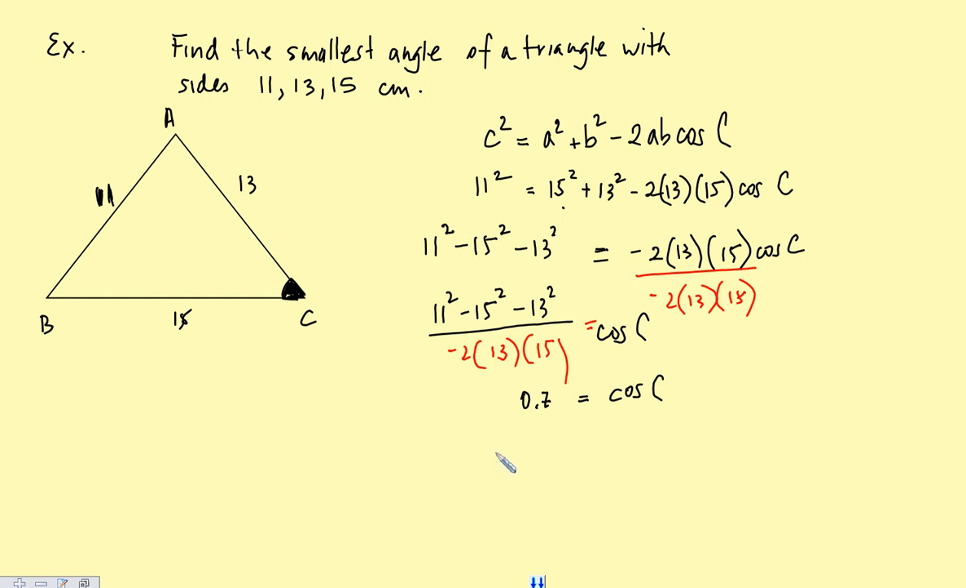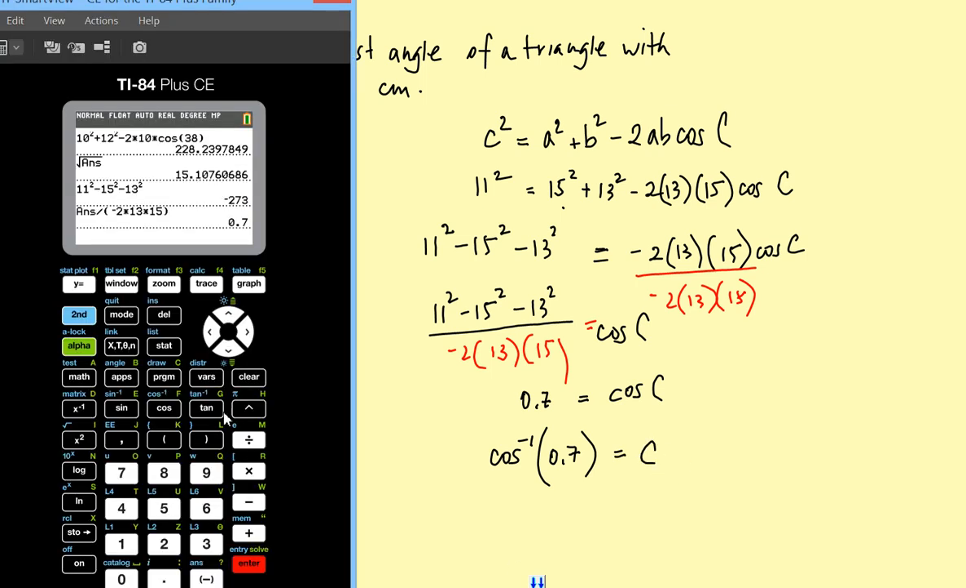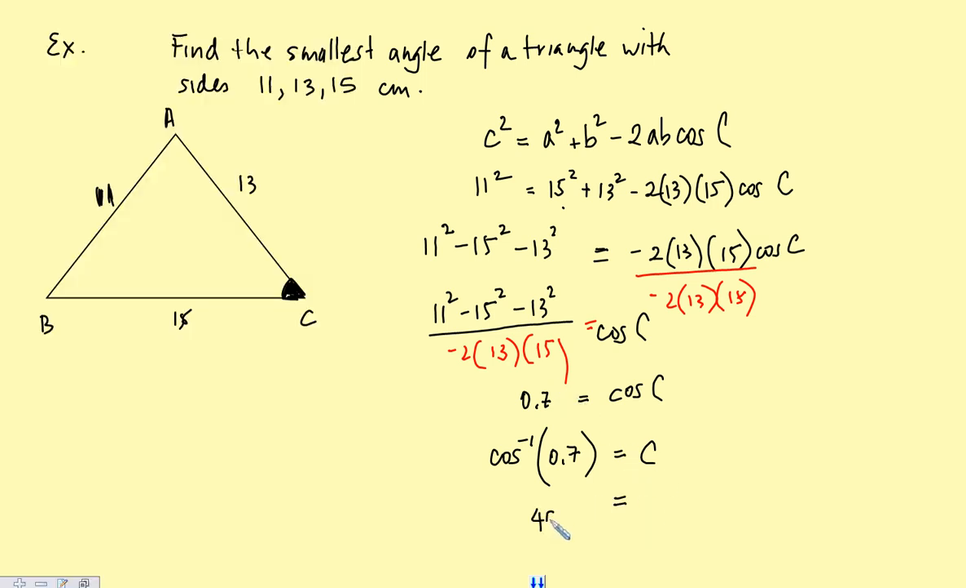Having done that, now I'm going to do the cosine inverse of 0.7 equals C. So again, using my calculator, I will do second function, cosine, second function, my previous answer, which was 0.7. I press enter, and I get 45.6 degrees. So the answer is 45.6 degrees for angle C.